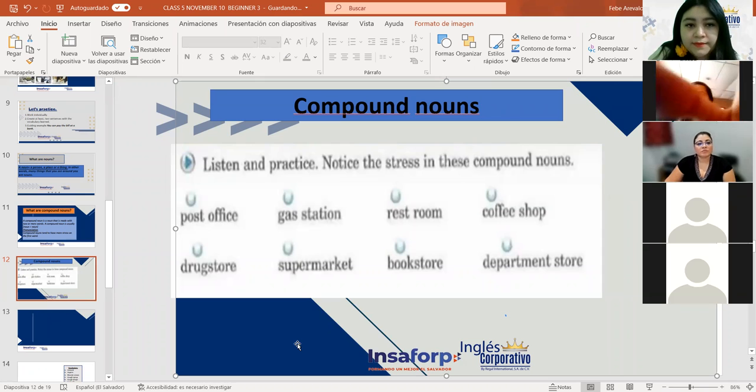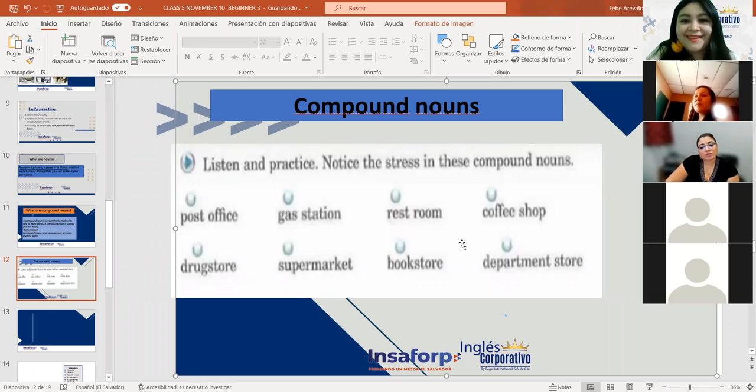Post office. Gas station. Restroom. Coffee shop. Drugstore. Supermarket. Bookstore. Department store. Right? I know that some of them are difficult to give the intonation, right? Tal vez el vocabulario está fácil, pero recordar a dónde va la intonation, a veces se nos puede olvidar. So that's why we need to practice.